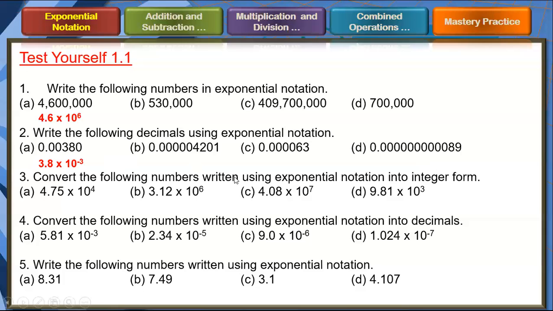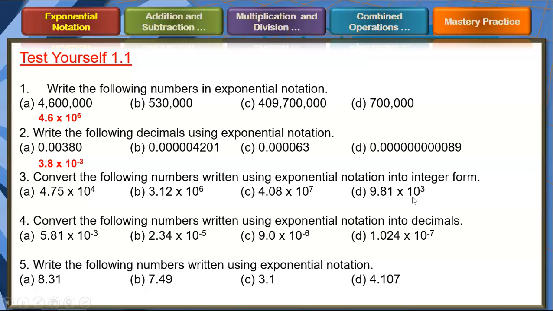The integer form is the usual number that we see. Same thing as this one. This is integer form. 530,000 is an integer. Same thing with 0.0000042001. It is in the decimal form. So we are going to find it by using this integer form.